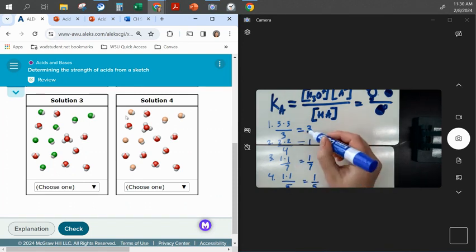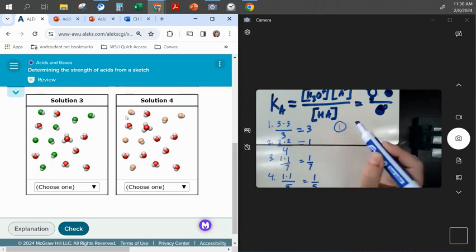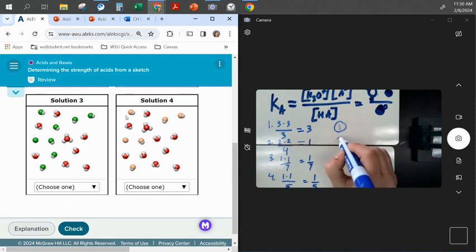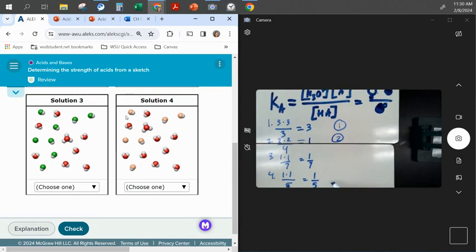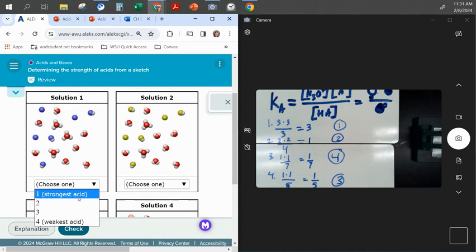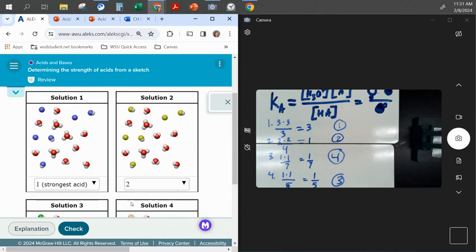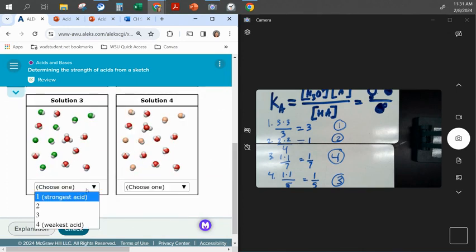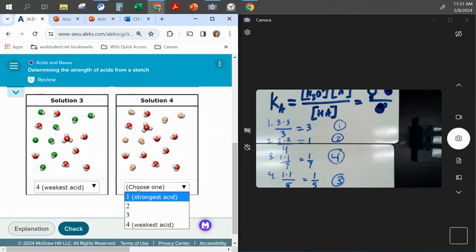All right, so biggest to smallest. This one is the biggest number for me, so that's going to be the strongest acid. Then 1 is not a fraction, so that's going to be the next biggest number. Then I think 1/5 is bigger than 1/7. So this is going to be the next strongest acid, and then this is going to be the weakest. All right, so 1 is the strongest, 2 is the next strongest, 3 is the weakest, 4 is the third strongest.